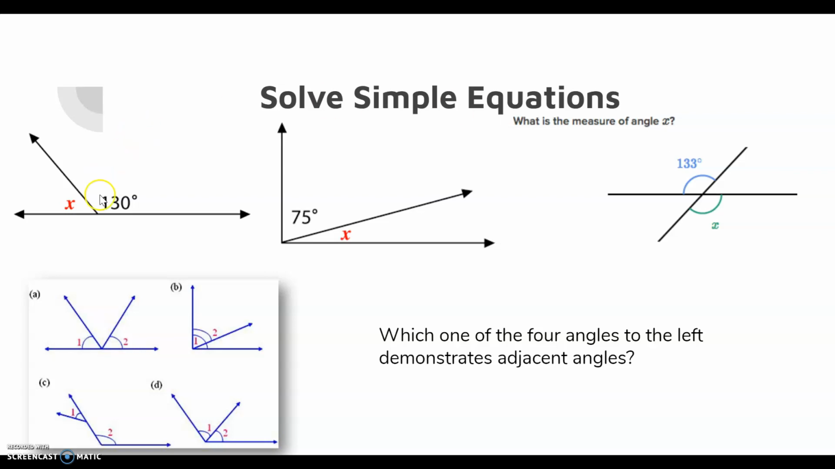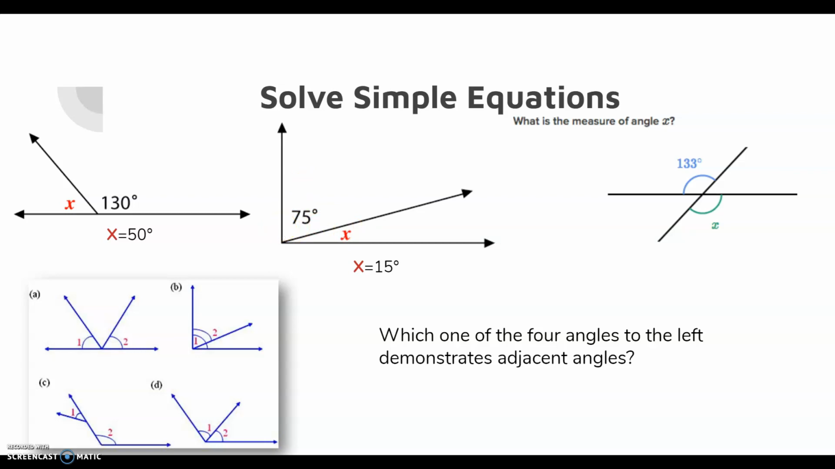So for this first one, what is x? We would go about solving this by figuring out what this is. So this is a line, and we know that always equals 180. In order for this to equal 180, we would have to subtract 130 out of 180, and we would get 50. And then same with this. This is the 90 degree one, and you would get 15 there.